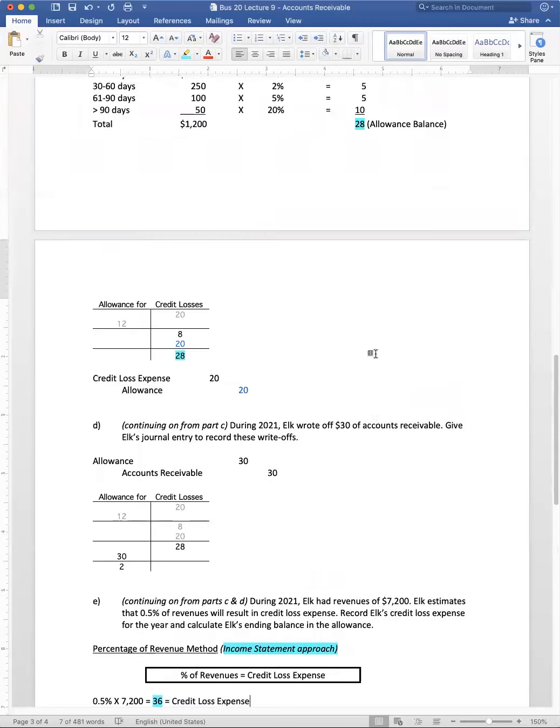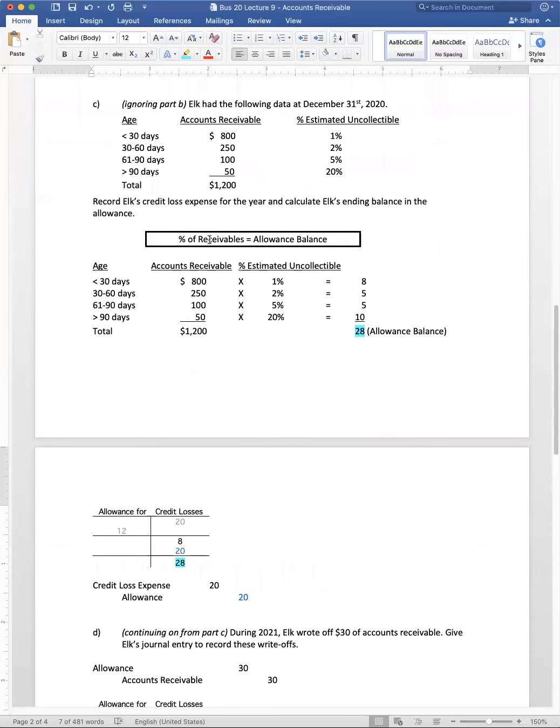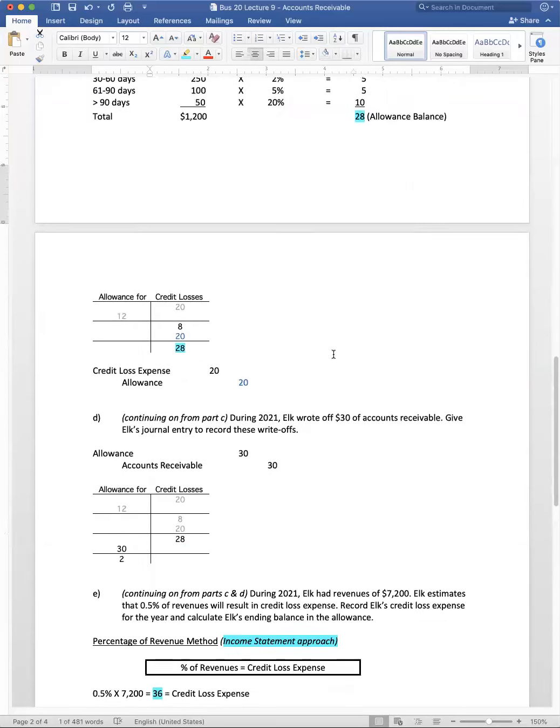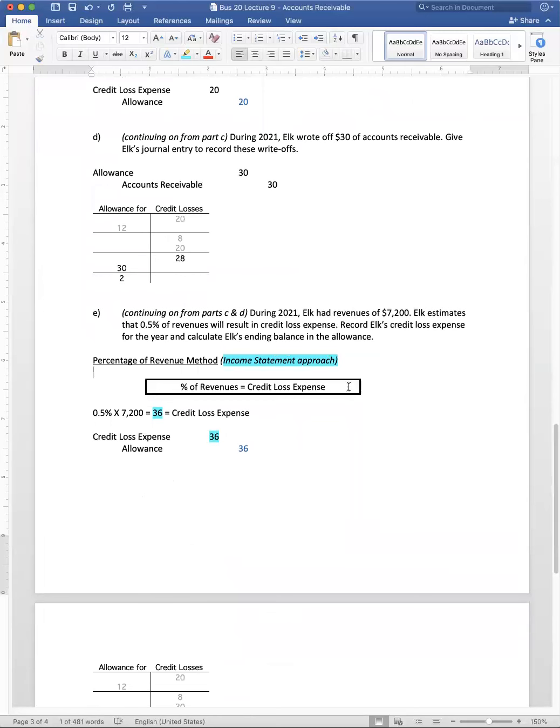With the balance sheet approach, up here, we're taking the receivables on the balance sheet and using that to calculate the allowance, its contra account on the balance sheet. So this is the balance sheet approach because we're using two balance sheet items, one balance sheet item to calculate another balance sheet item. And this is the income statement approach because we're using two income statement items, one income statement item to calculate another income statement item.